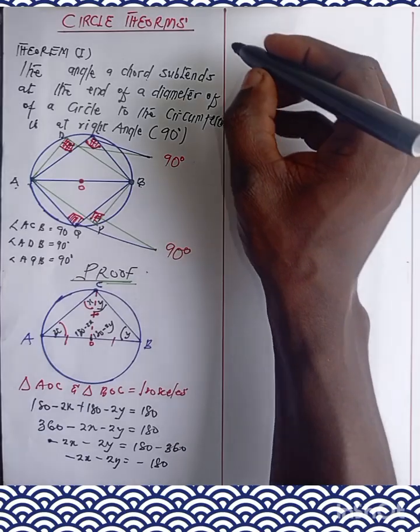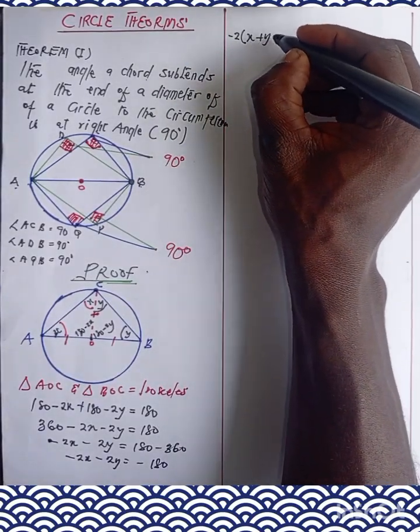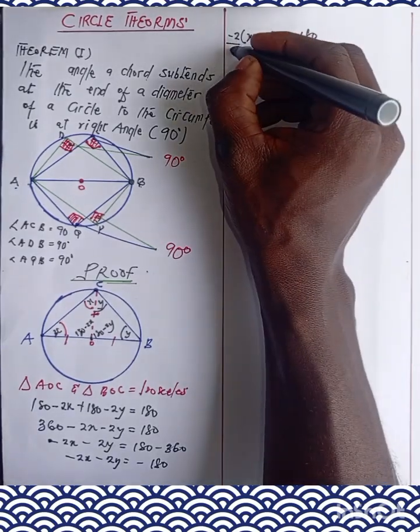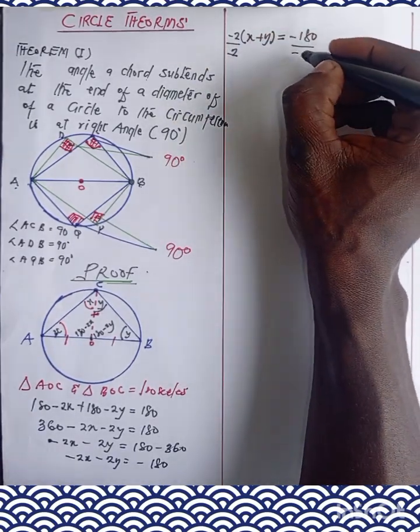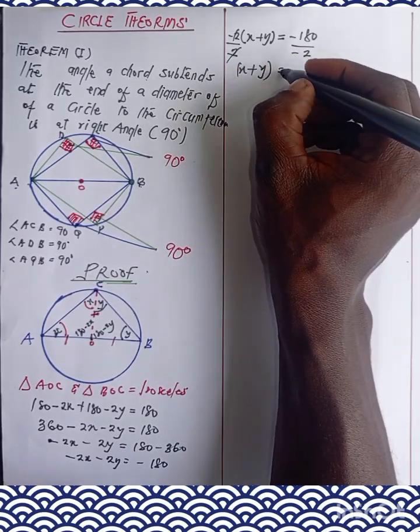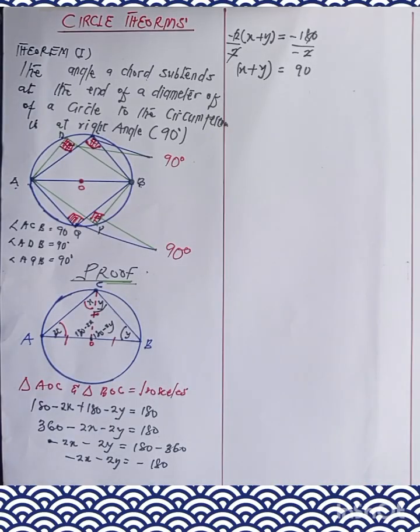We are looking for the value of x and y. So let's factorize the 2 out. We are left with x plus y is equal to minus 180, dividing both sides by negative 2. We are getting 90 degrees. So it means that x plus y is equal to 90 degrees.